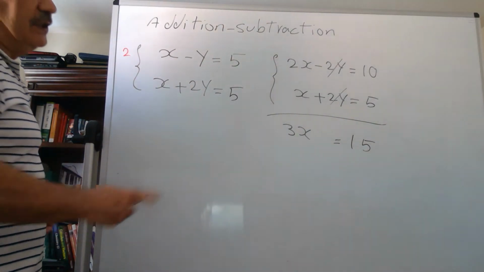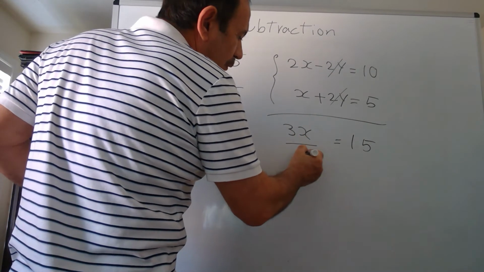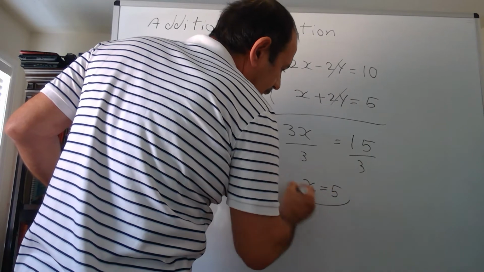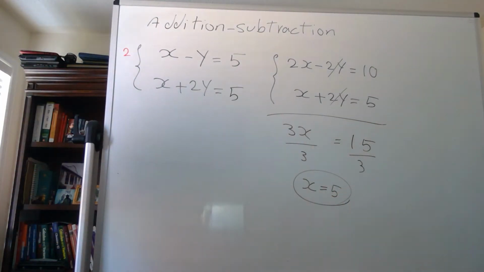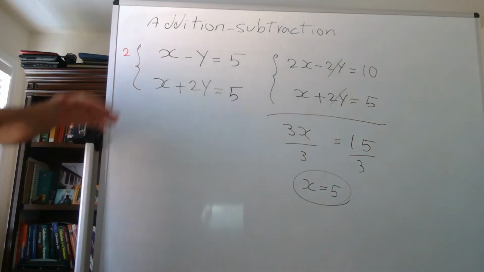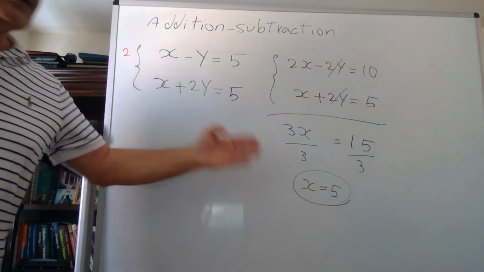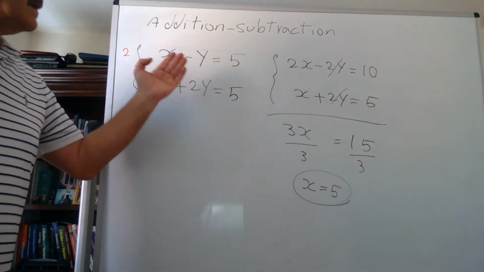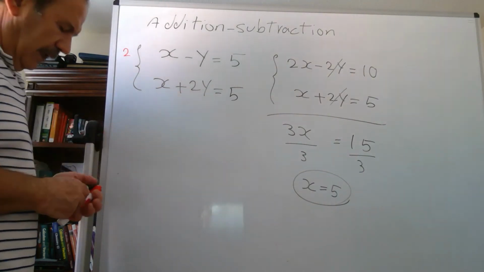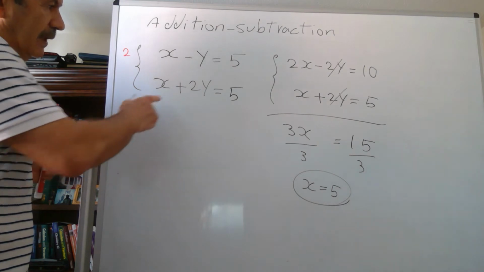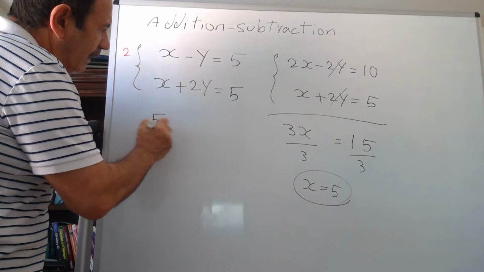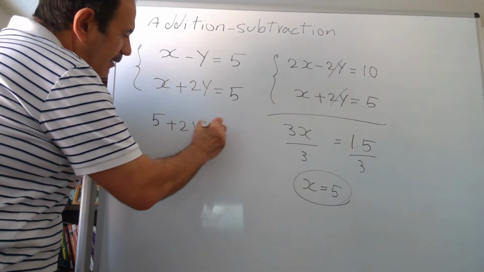Now 3x is equal to 15. If I divide both sides by 3, then x is going to be 5. Okay, x is 5 for this answer of this simultaneous linear equation. In either of these equations, it doesn't matter which one, instead of x, substitute 5 and then find y. As an example, in the bottom equation, if instead of x I substitute 5, that's going to be 5 plus 2y is equal to 5.